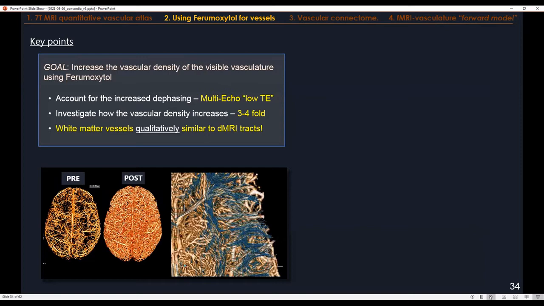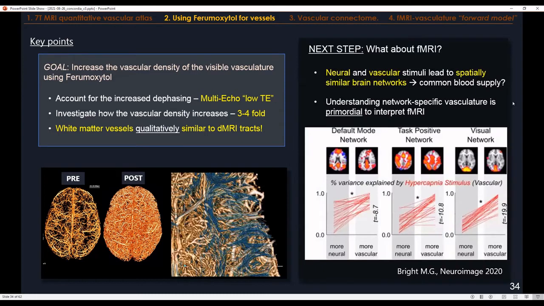We took advantage of the multi-echo images and used the lowest TE image, and we found a qualitative match of white matter vessels and white matter tracks. But now, how can we use this beautiful vascular segmentation toward understanding more how it relates to fMRI? And that was basically our next step.